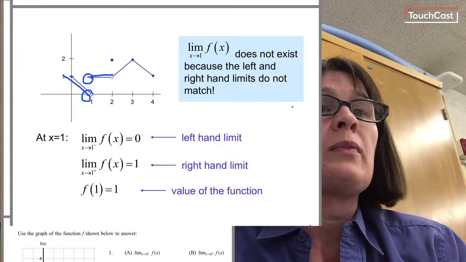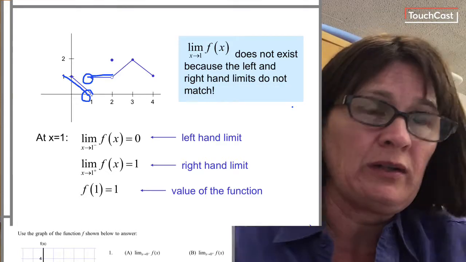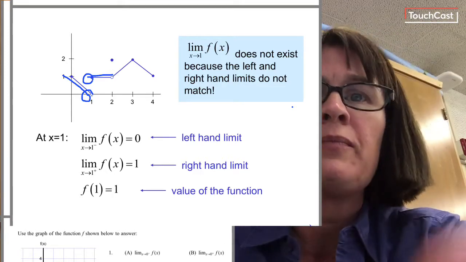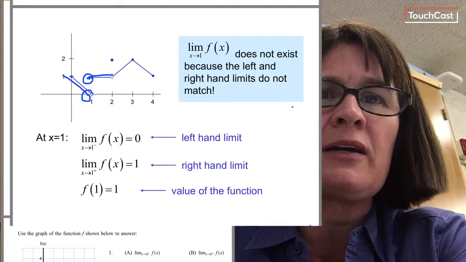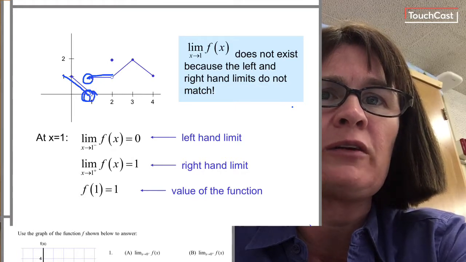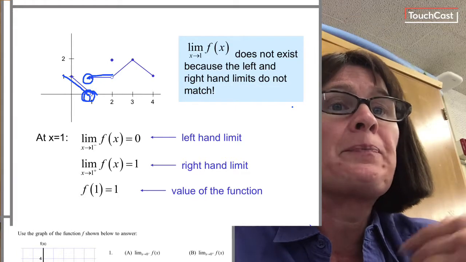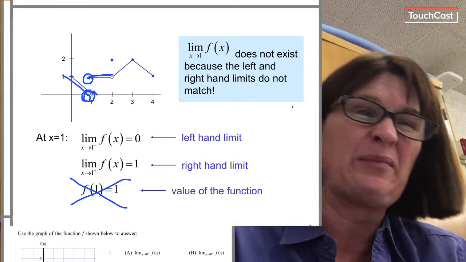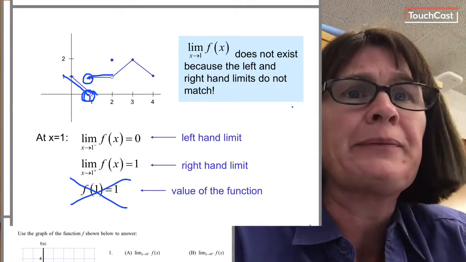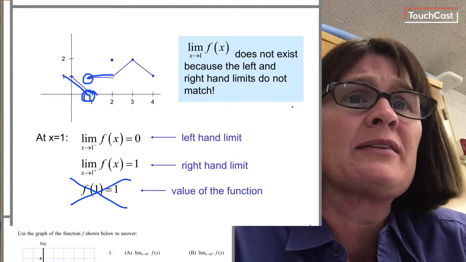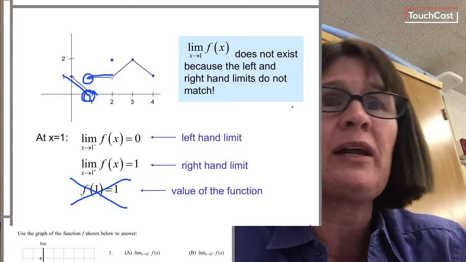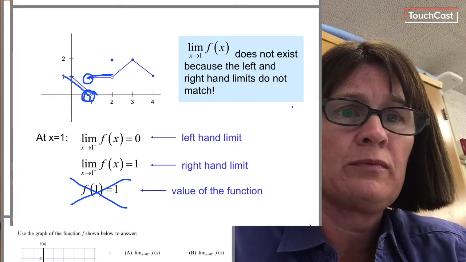So separately, there's a whole new different question, which is what is the output when the input is 1? Well, that's 1 because that was the dot that got colored in. Notice that this dot down here was open. And although this doesn't matter to the question of the limit, it's going to come up when we talk about continuity. I would say here the limit as x approaches 1 of f of x does not exist because the left-hand limit and the right-hand limit do not match.